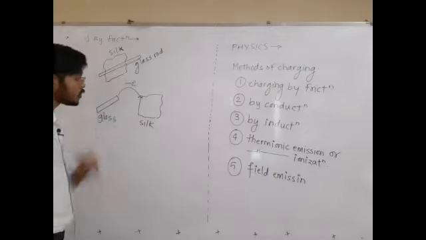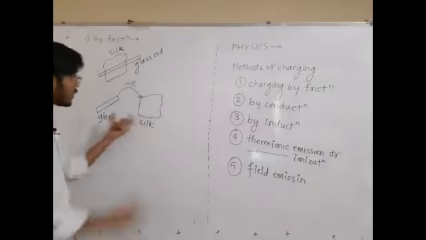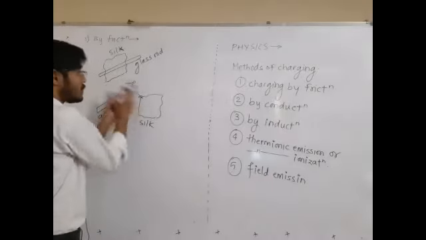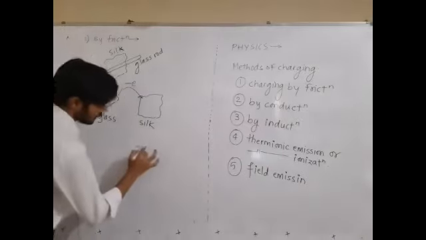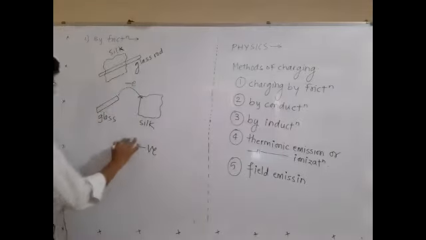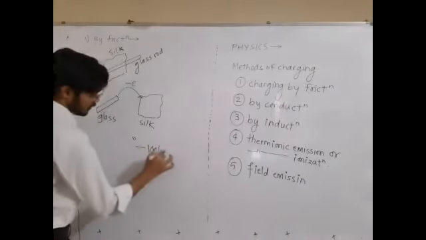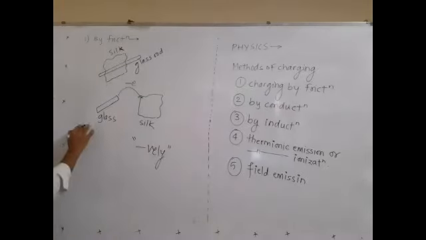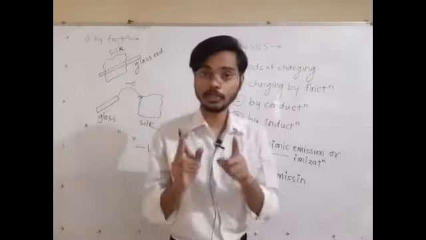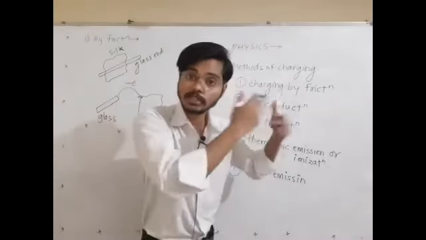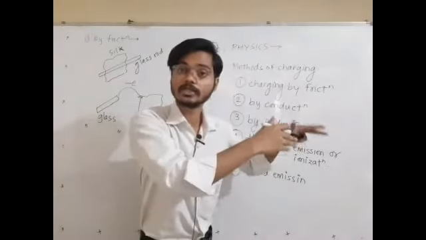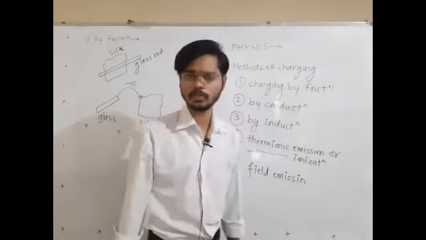Initially silk was neutral. Now it has received some negative charge, so now the silk becomes negatively charged. And the glass rod, which was initially neutral, has now lost some of its negative charge. So it will have an excess of positive charge.